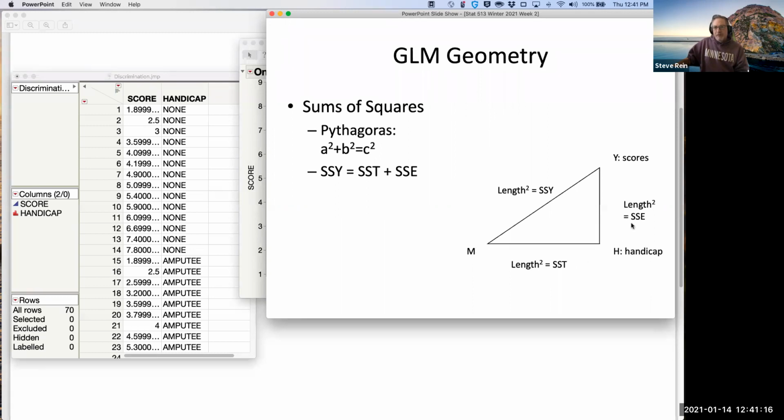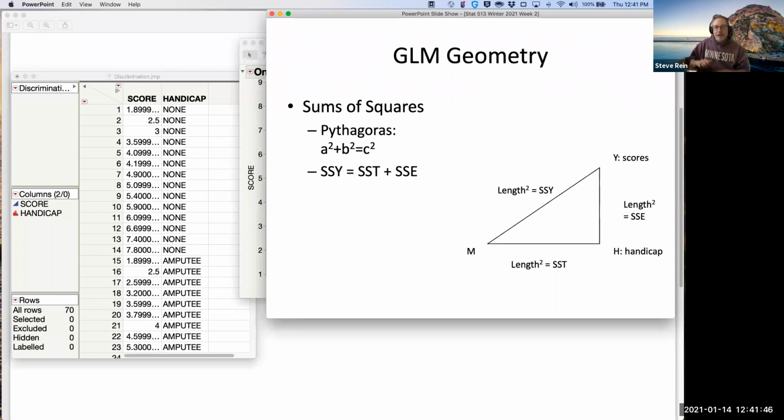At a right angle too. So the squared length corresponds to SS error. And so the squared length here, a squared plus b squared equals c squared, that's the total amount of variability. From the data to the mean can be broken down to total amount of variability between the data and the group means, and then the group means relative to one common mean.